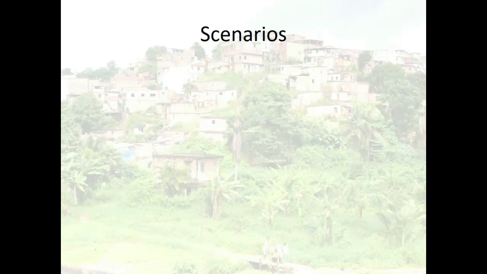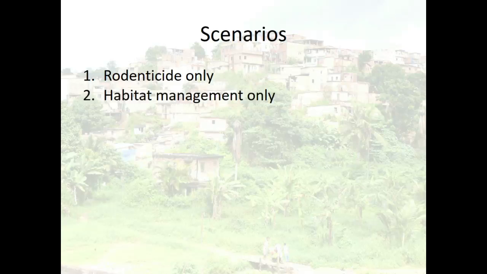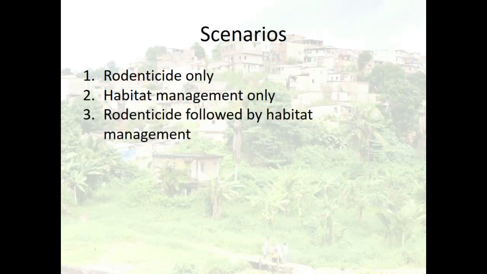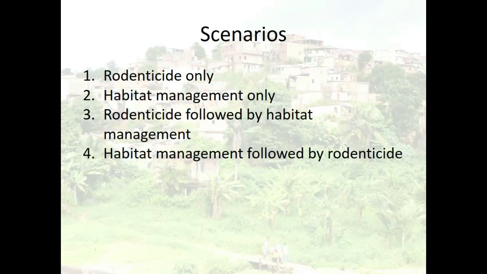So we looked at a number of different scenarios. The first one was applying rodenticide only for the entire year. The second was habitat management only. Thirdly, we looked at a couple of scenarios where we split the year in half. So for the first half of the year, we did rodenticide, followed by habitat management, and then the converse.